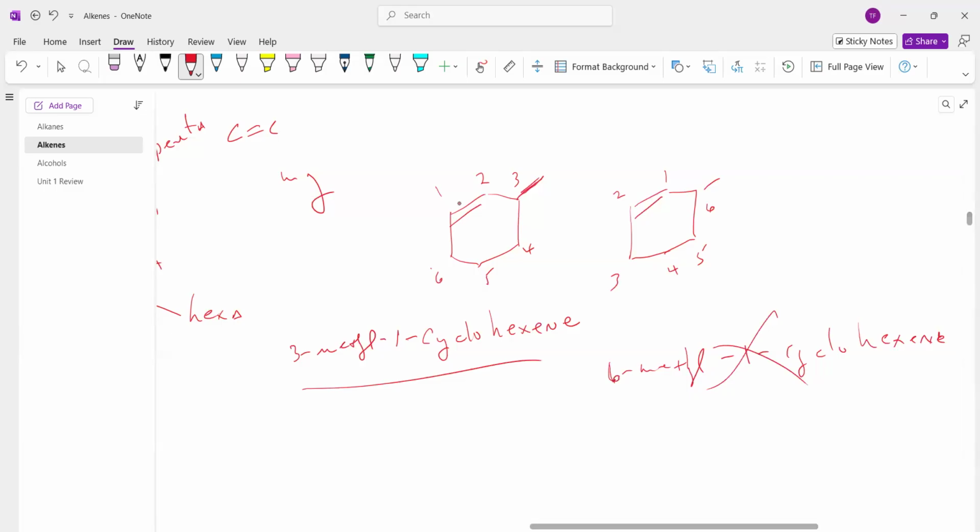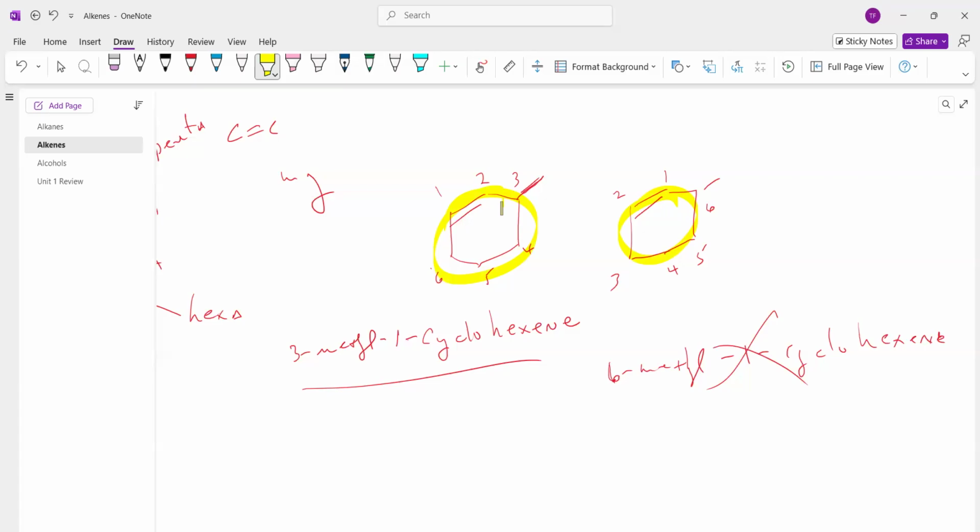Now, in this case, the location of the branch determines which is correct, because it doesn't matter how we number this, the double bond is always at carbon number 1. So then it becomes, where is the branch located? This would be the backbone, both of these, and we've got a branch on carbon over here. The double bond is not on an end, so there could be a possibility of isomers.